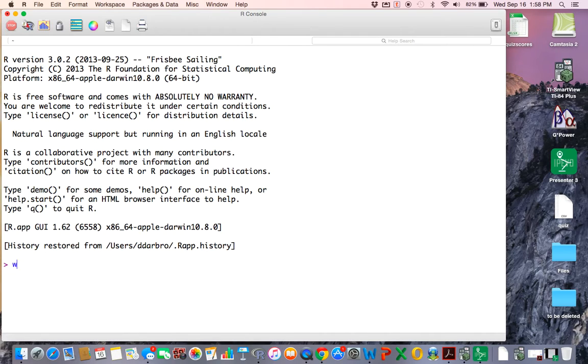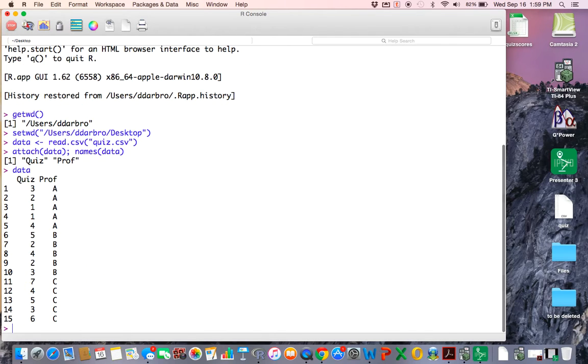And just like before, let's set our working directory. I think it helps to get the working directory, see what things look like. Let's go get our data. I'm always really clever. I call mine data, and we call this quiz. Let's attach our data, and then I always like to look at the variable names of quiz and prof. And if this kind of stuff turns you on, just go ahead and do data, and you can see your data set. There it is. We have 15 subjects across 3 professors.